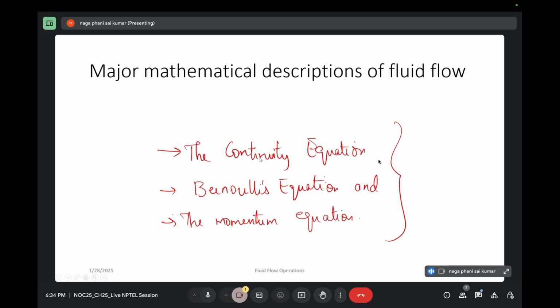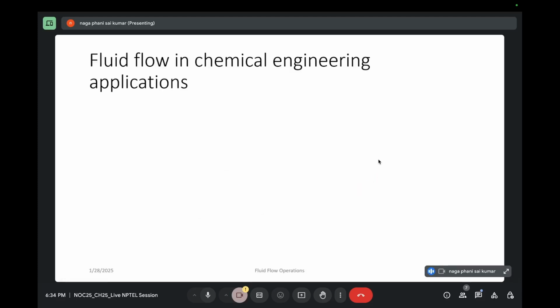Okay. So let's take an example of any chemical engineering process. So whenever we are talking about process, or let's take an example of a plant. So in a plant, there will be obviously reaction going on.